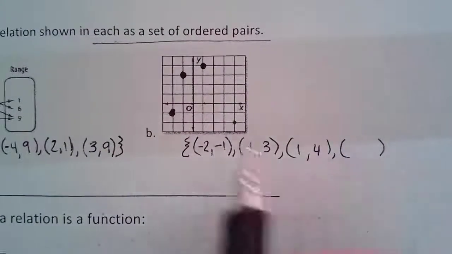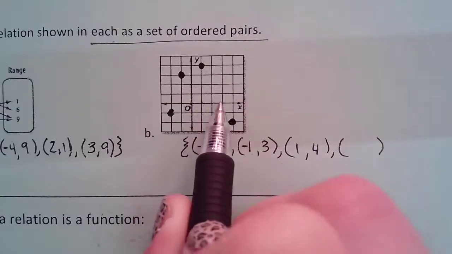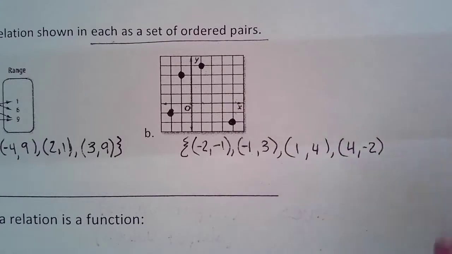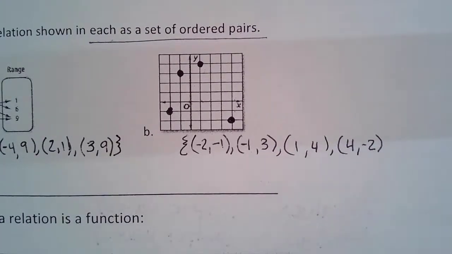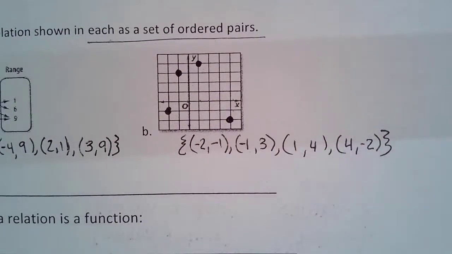And my last ordered pair is right here. So right 4, down 2. 4, comma, -2. It's my last ordered pair, so I'm going to close the set off saying all of these go together with the squiggly bracket. All right, it's just called a bracket, so. Questions?